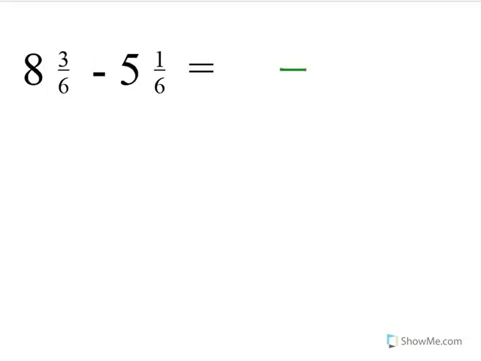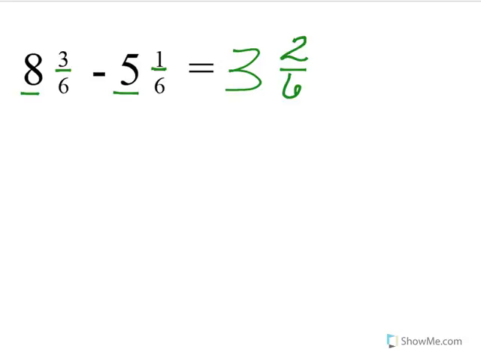My denominator, 6, stays the same. My numerators, 3 subtract 1 is 2. Now my whole numbers, 8 subtract 5 is 3. Now my fraction is 2/6.